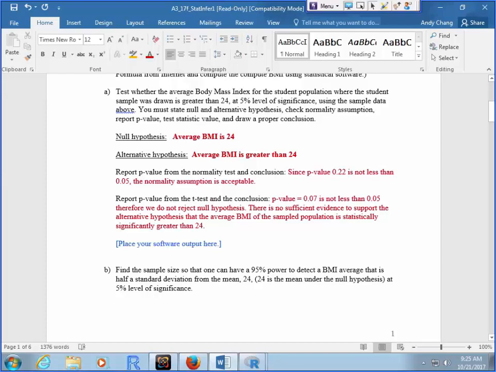Now, part B is to find a sample size so that we can have 90%, 95% power to detect a BMI average that is one standard deviation from the mean. Okay, so that's a sample size issue related to testing hypothesis.